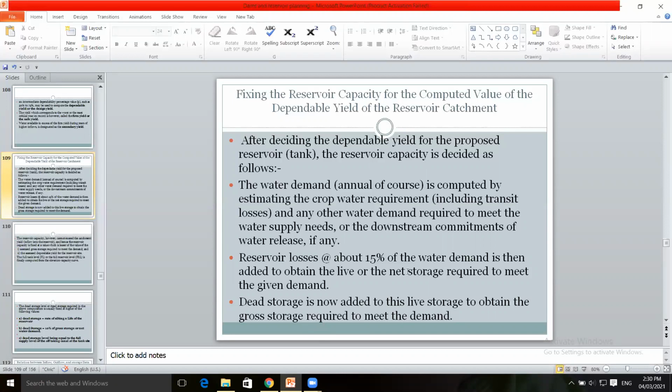Second step, आपण live storage काढलाय by considering this reservoir losses. After this, day storage to be calculated. It is to be added in the live storage to get the gross storage. Gross storage म्हणजे काय? Gross storage is the addition of live storage plus day storage. Then we get gross storage required to meet the demand.